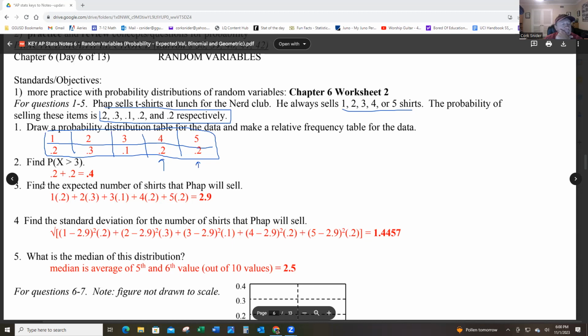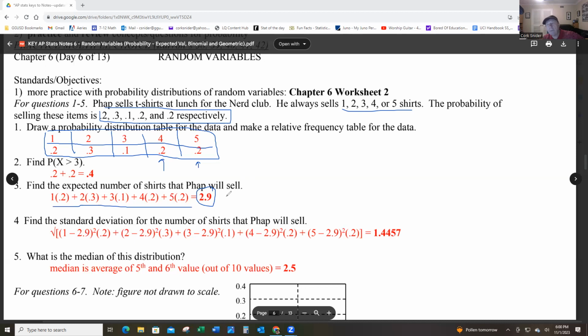No problem. Number 3, find the expected number of shirts. The expected value is when you multiply, and this is the formula for that. So 1 times 0.2 plus 2 times 0.3, etc. That's also called the mean of the distribution. So the mean is 2.9. Obviously, he'll never sell 2.9 at lunch, but it is the average number he'll sell.